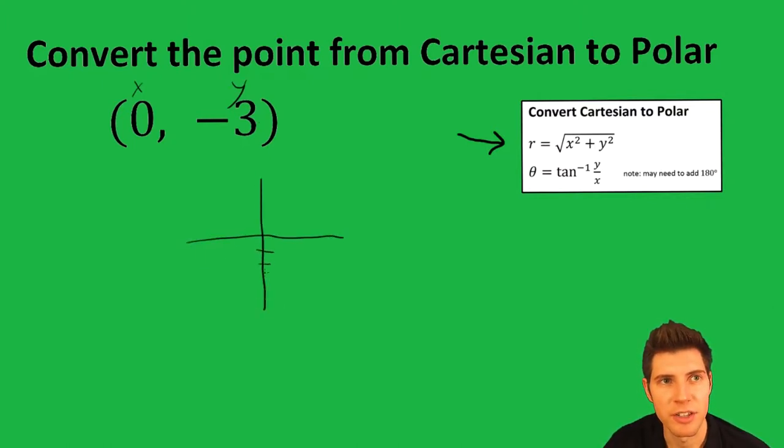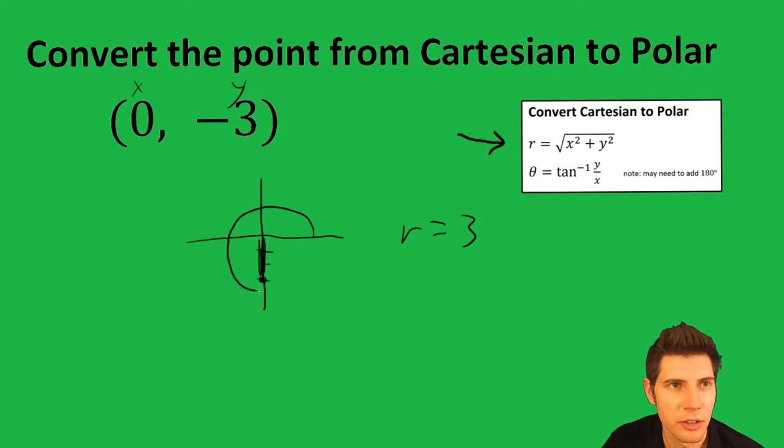If you just plot 0 and negative 3, you can already see what r is going to be because r is the distance from the center. You can tell that r is going to be 3, as a distance of 3 right here. And you can also tell the angle. You want this angle right here. And this happens to be 270.